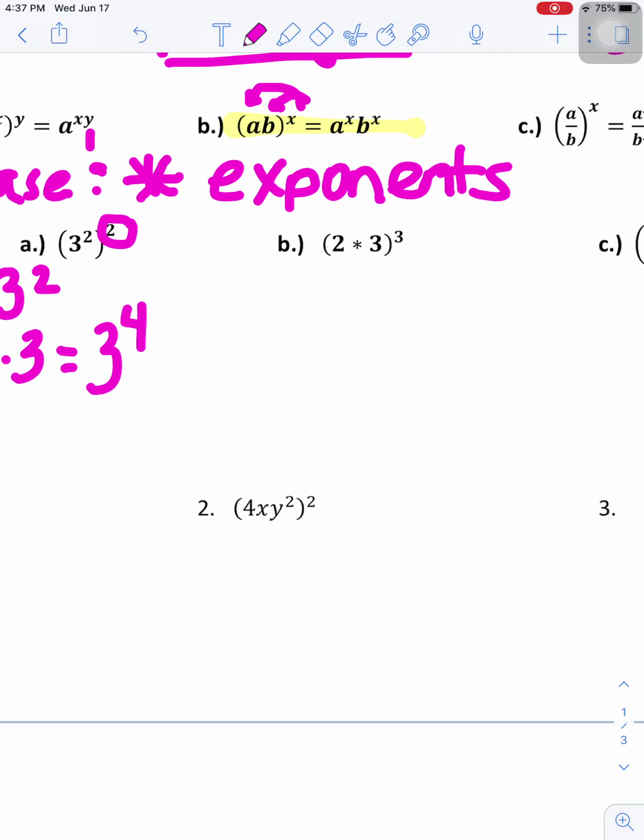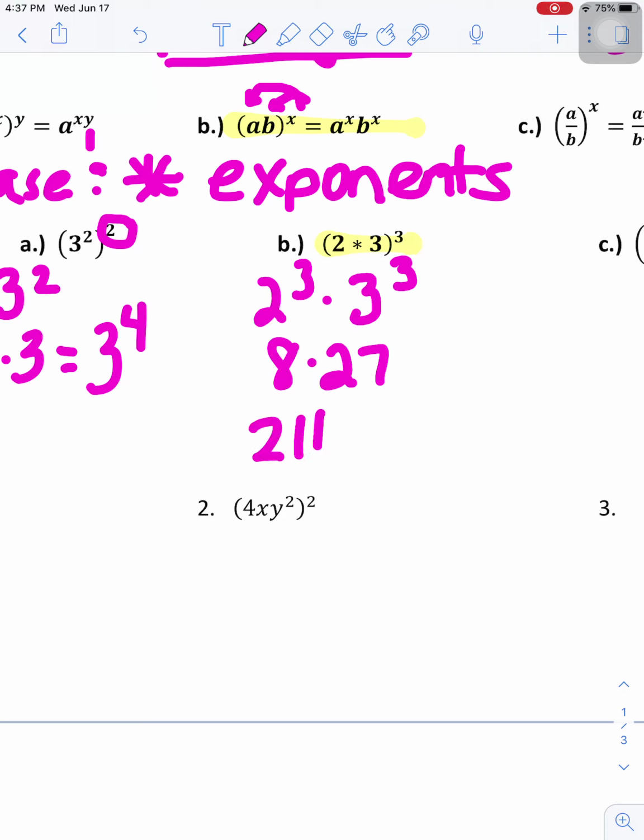All right, now let's take a look at this example in letter B here, right? 2 times 3 to the third. Well, if we were to break that out, this means that we have 2 to the third times 3 to the third, which is exactly what this rule would end up saying. Now, if you wanted to prove that mathematically, we know that 2 to the third is 2 times 2 times 2, so that's 8. 3 to the third is 3 times 3 times 3, which is 27. And then if you take 8 times 27, that gives you 216.